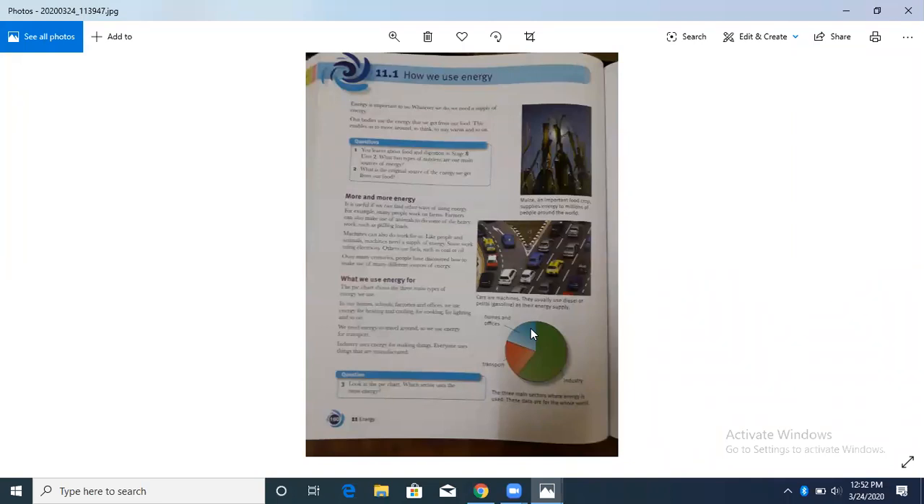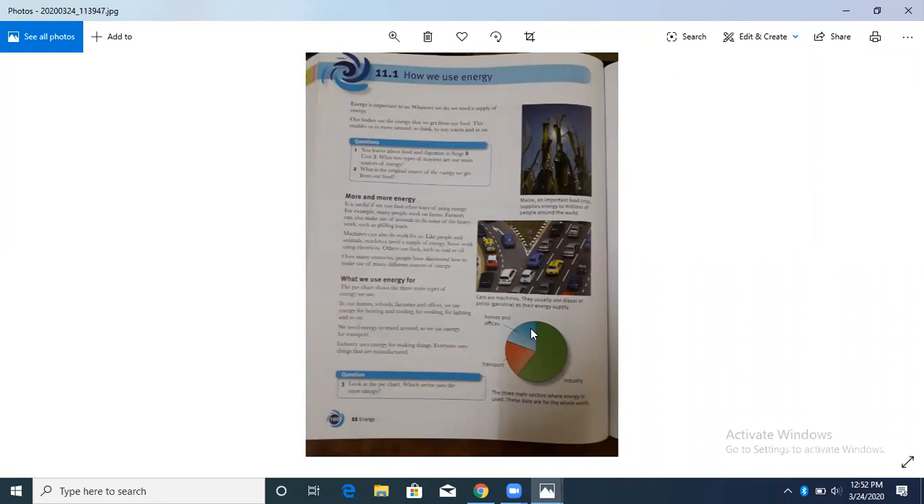And you understand this picture, page number 160, it is the world calculation. The three main sectors where energy is used. This data is for the whole world. This is not only for one or two countries, this is internationally, all over the world. From that picture, you can understand 60 or 65% energy we are using in industries. Remaining 40% only we are using for transport and homes and offices. So you can understand from that picture.